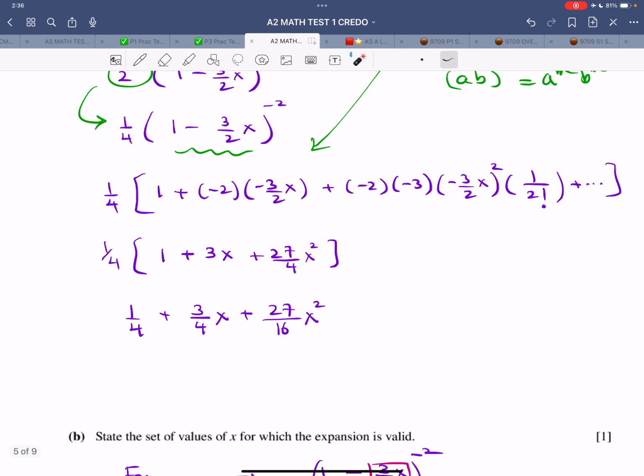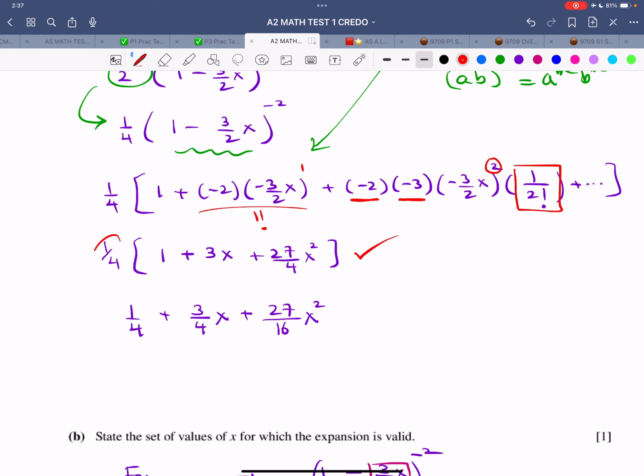So now you will write the first term as 1. This is negative 2, then negative 3 over 2x, which I can write like this, raised to the power of 1 over 1 factorial. And then what do we have? Negative 2, negative 3, and this thing raised to the power of 2, divided by 2 factorial. We simplify. Don't forget the 1/4 on the outside. Open up the bracket. That is the answer.